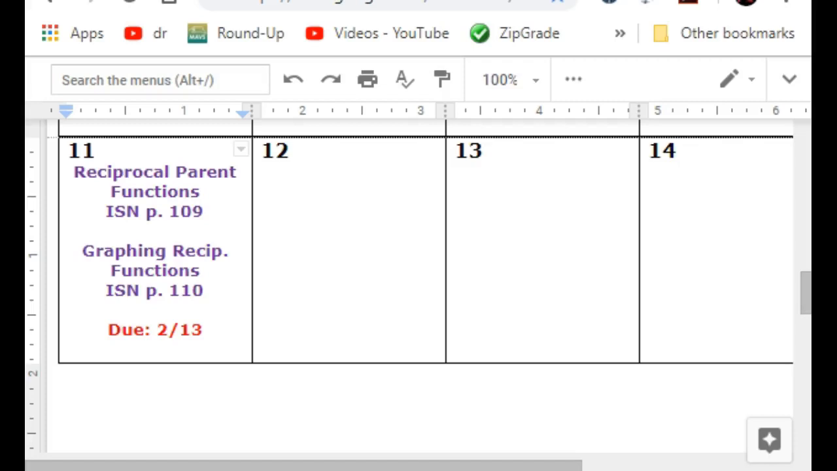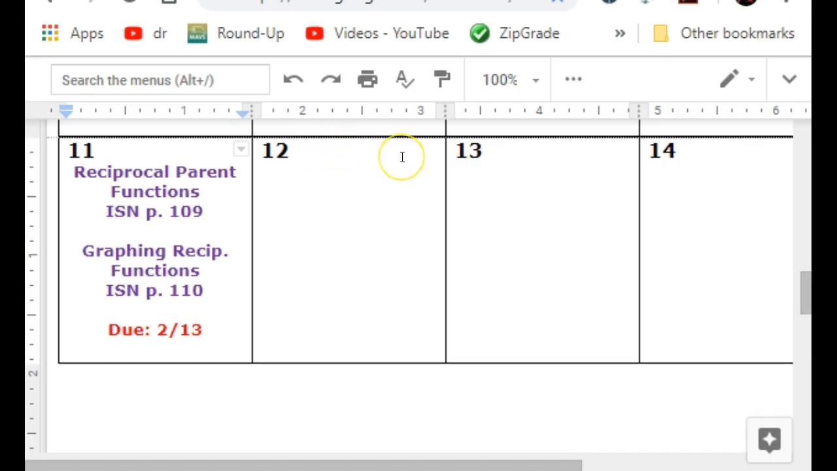Okay, you should have two pieces of yellow paper in front of you. One is not titled reciprocal parent functions, but it has cosecant on the front, and then graphing reciprocal functions. So we're going to start with the one that says cosecant.